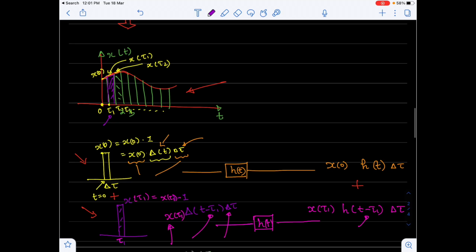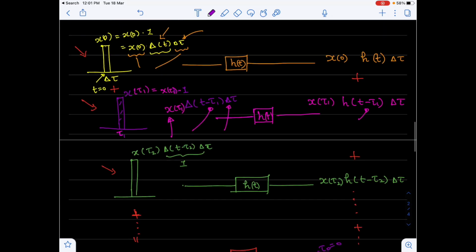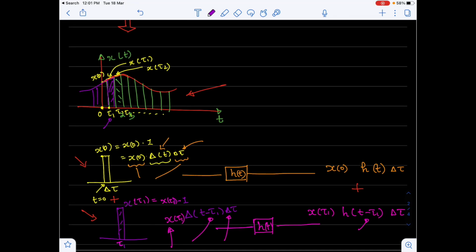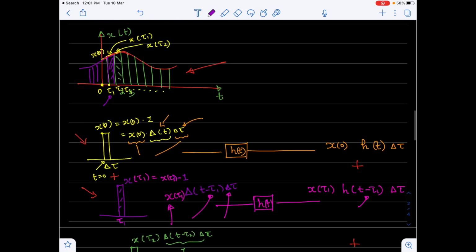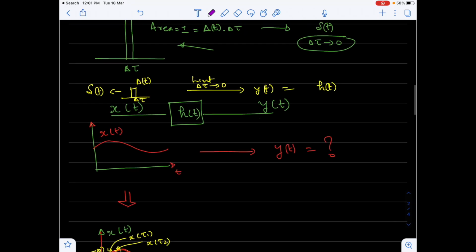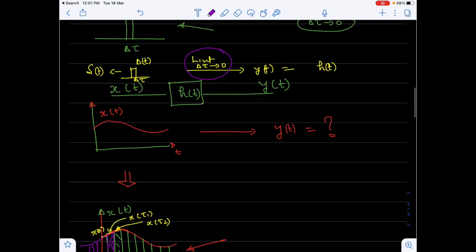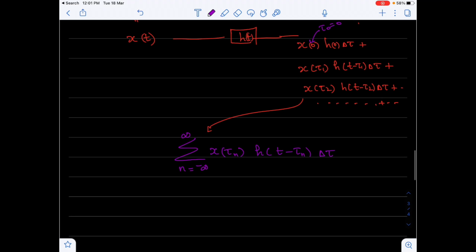Suppose you have a piece here for the signal on the left side also, then we can have some more pieces here on the left side, right? Then what we can write, our summation will be changing from minus infinity to infinity. But we need to consider one more thing. I told you we have to apply the limit, that means delta tau tends to 0, then only it will become our actual impulse function. So we will apply the limit delta tau tends to 0.